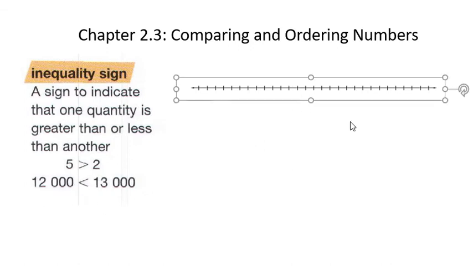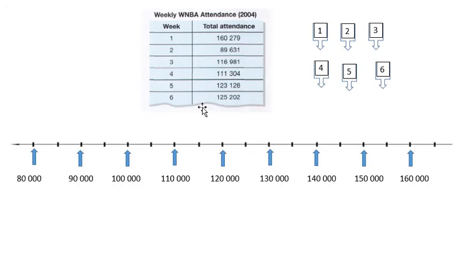Today we're also going to be using a number line, a standard number line, which you can make yourself in your standard everyday grid notebooks. We're going to be ordering and comparing and then putting on the number line these numbers from attendance in the WNBA. So I have here the different weeks labeled 1 through 6. I have here a standard number line. I've only been able to label, however, because of space constraints, every 10,000.